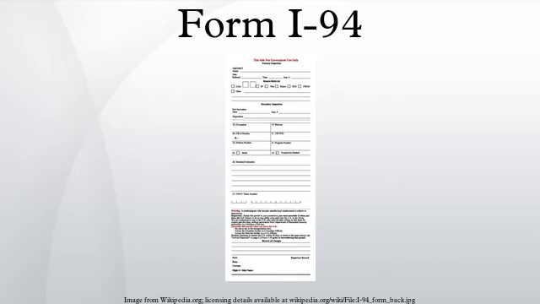A completed Form I-94 is presented by the foreign citizen at the port of entry to the United States to a CBP officer, who stamps the form and gives the final approval for admission of the foreign citizen into the United States in a specific non-immigrant status for a specific authorized period.